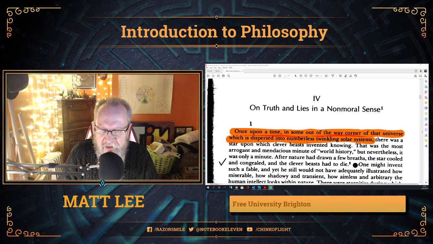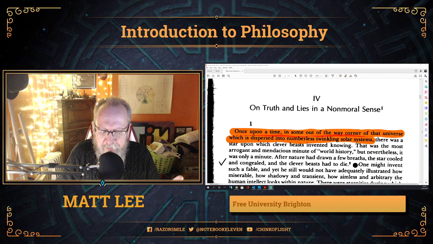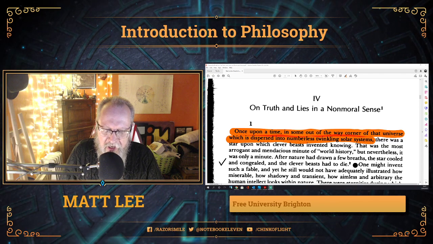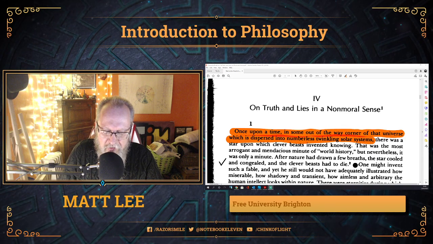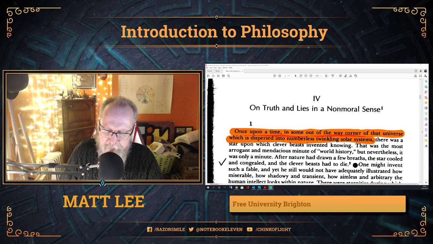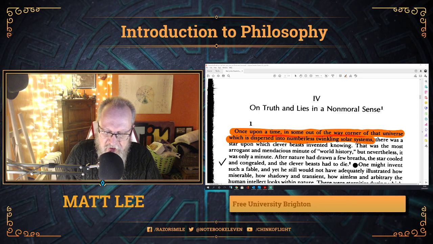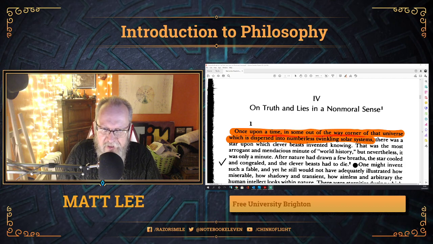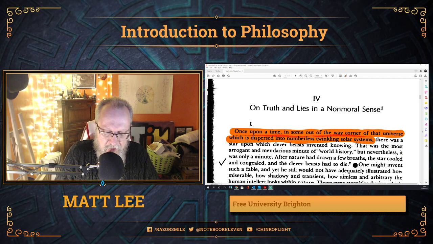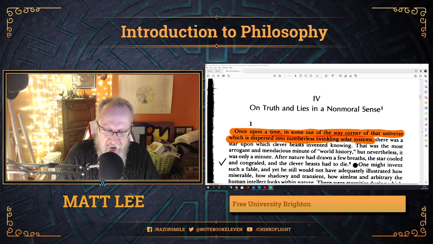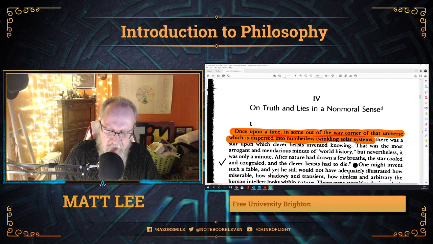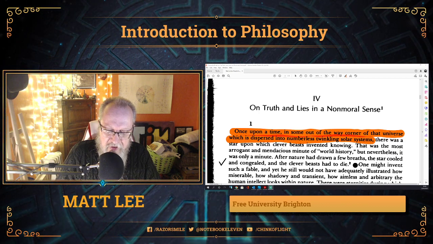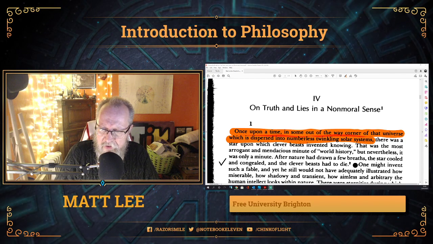A movable host of metaphors, metonymies, and anthropomorphisms. In short, a sum of human relations which have been poetically and rhetorically intensified, transferred and embellished, and which after long usage seem to a people fixed, canonical and binding. Truths are illusions which we have forgotten are illusions. They are metaphors that have become worn out and have been drained of sensuous force, coins which have lost their embossing and are now considered as metal and no longer as coins.